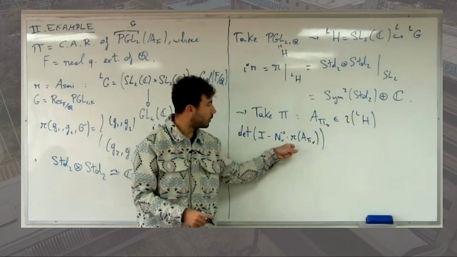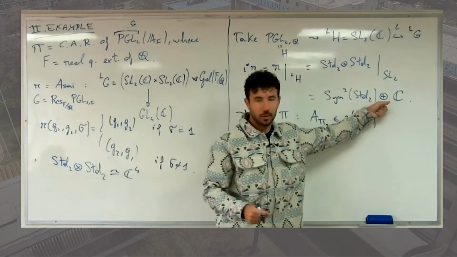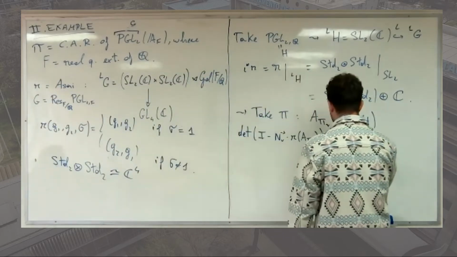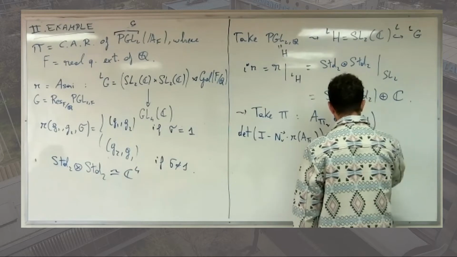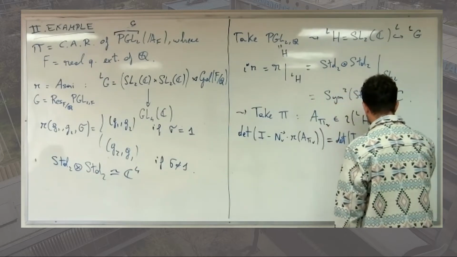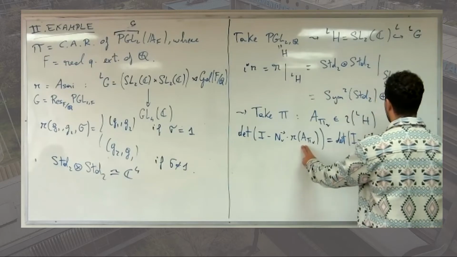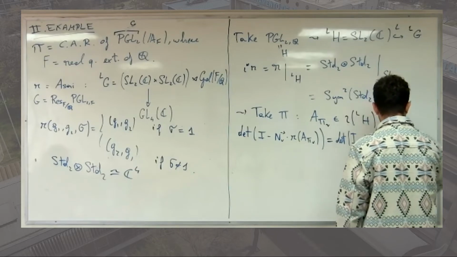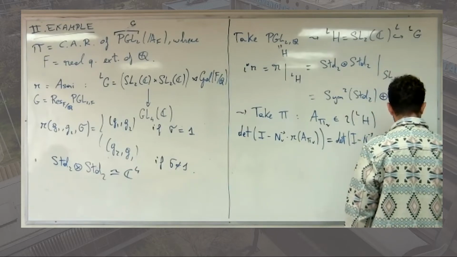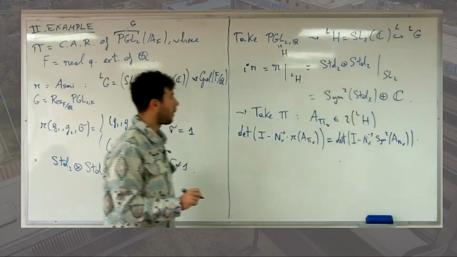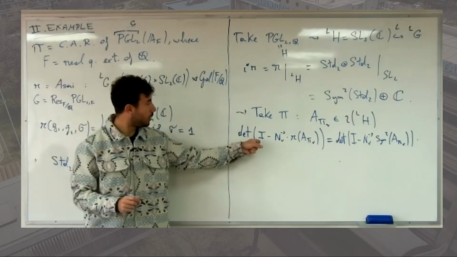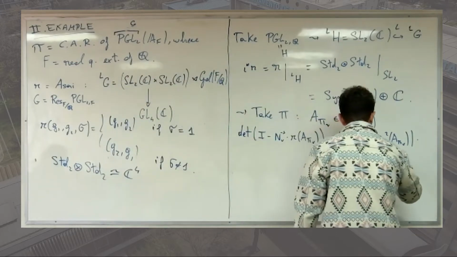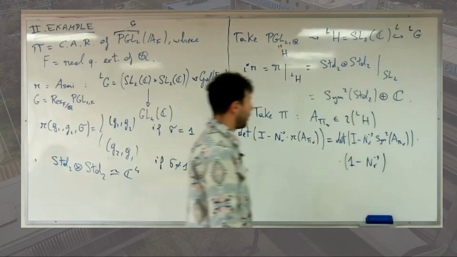since there is this decomposition, now it's a block decomposition. This determinant will split as follows. There's going to be the determinant of I minus NV to the minus S of the symmetric square of A pi V, times the determinant of 1 minus NV to the minus S times 1.